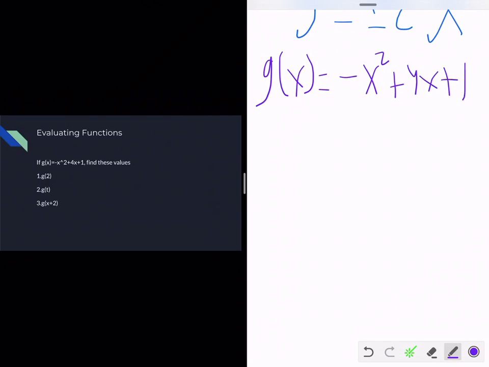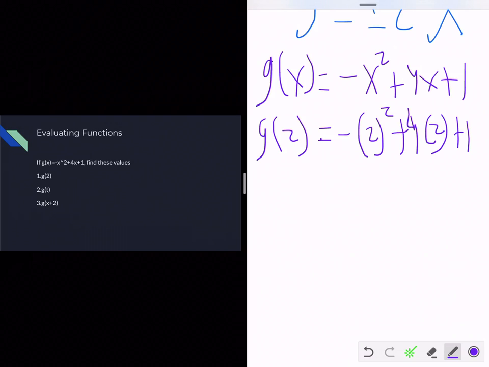Let's try to find g of 2. That means you have negative 2 squared plus 4 times 2 plus 1. So you have 2 squared is 4, and there's a negative out front, so negative 4, plus 4 times 2 is 8, so that's 8 plus 1, and you have 5.